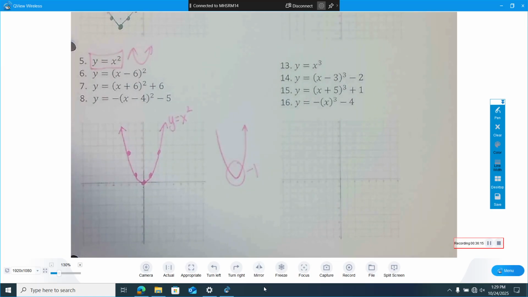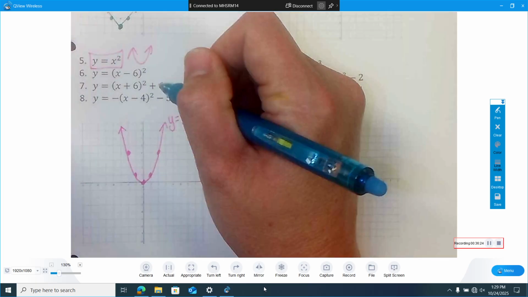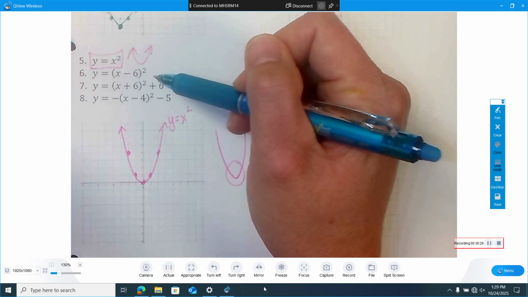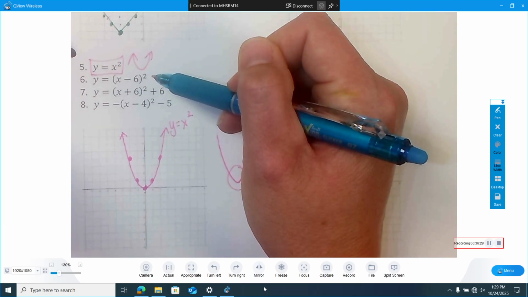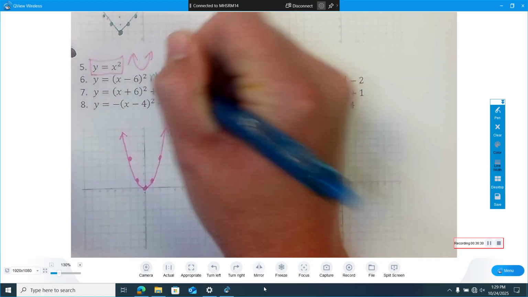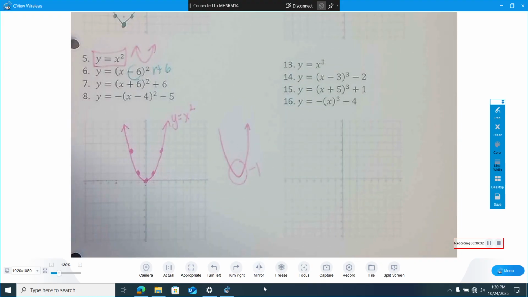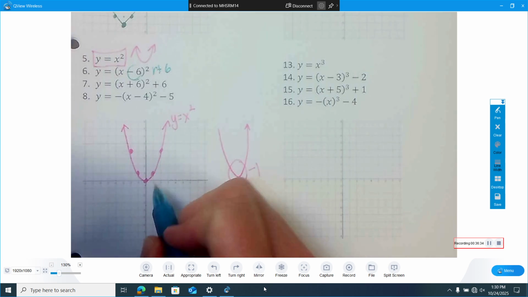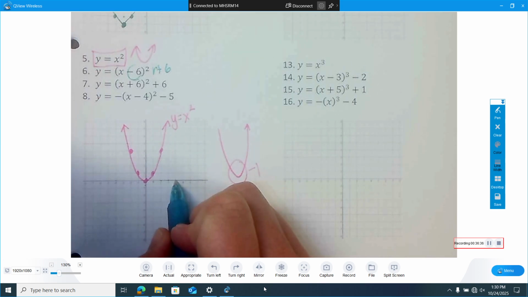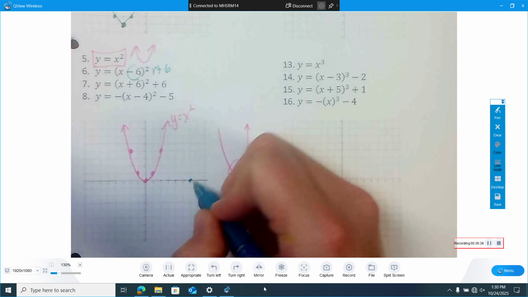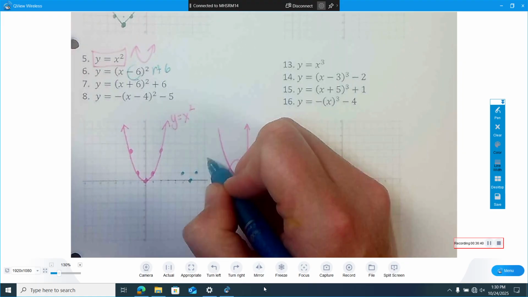Wait, where's the farther point from? -2, 4. Okay, yeah, it's like that. All right, cool. Number 6. What are we doing here? Moving the graph right 6. Again, that's a 6 inside, and it's moving it in the x direction, so we're just going to go right 1, 2, 3, 4, 5, 6. And then I'm just going to do my other points there.